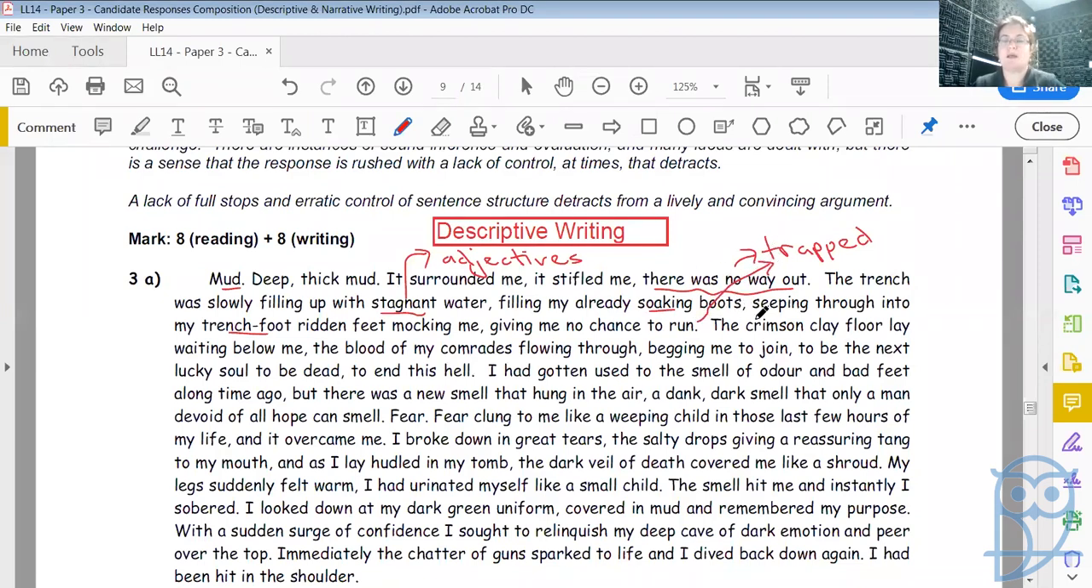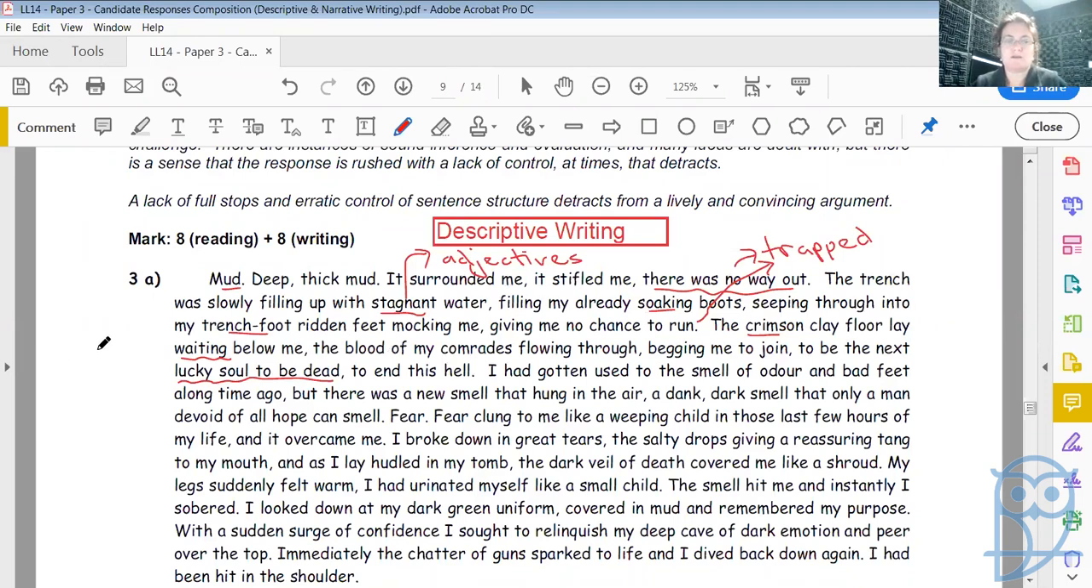Very clever. The crimson clay, what a beautiful adjective. The crimson clay floor lay waiting below me. The blood of my comrades flowing through. Look at this, waiting below me. Isn't that interesting? It means he's going to join the blood of his comrades, okay? The blood of my comrades flowing through, begging me to join, to be the next lucky soul to be dead. Here's some irony. Lucky soul to be dead. Is that lucky? Actually, in this case, it is.